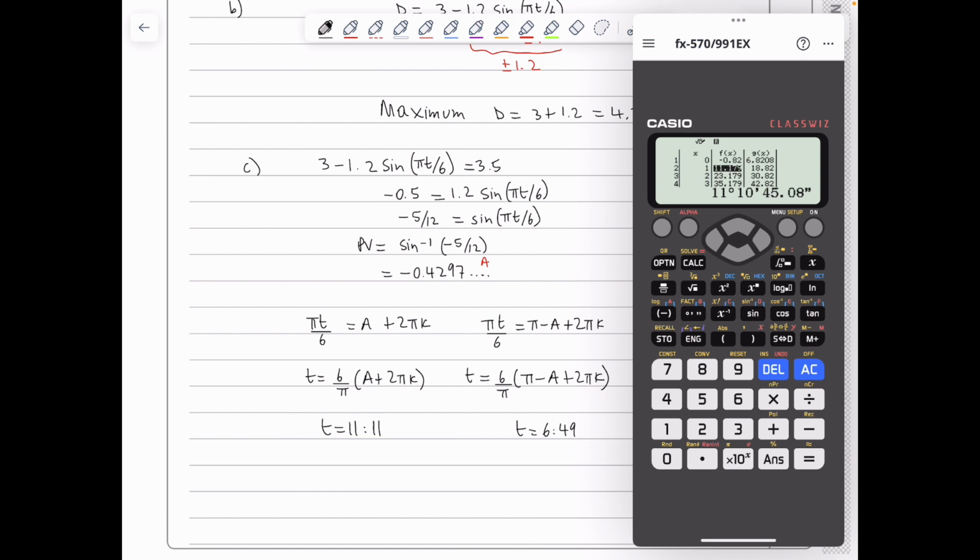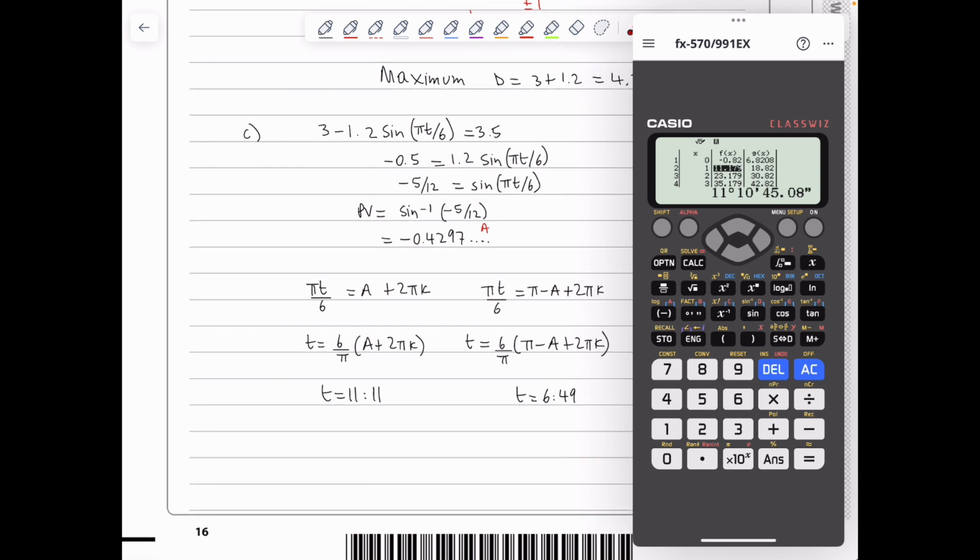Remember, these are hours after 5 o'clock in the morning, so I can easily conclude that if we're talking about 6 hours 49 minutes after 5 o'clock in the morning, then we are obviously talking about 11:49 in the morning. And for 11 hours 11 minutes after 5 o'clock in the morning, then it's the 16:11, so 4 in the afternoon and 11 minutes.